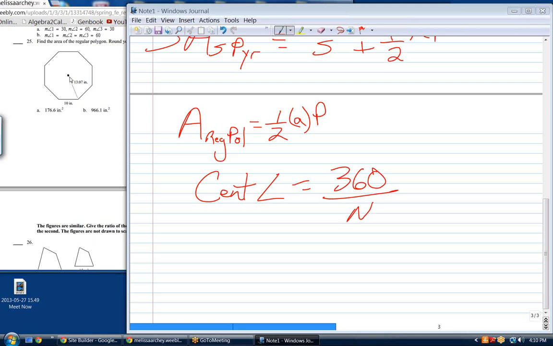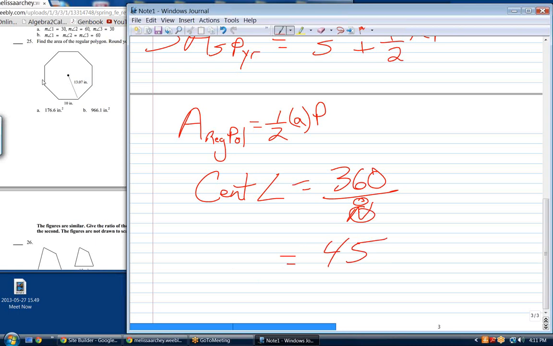Because notice what I can do with this octagon. I can break it up into 8 triangles by just connecting the center with each vertex. And then the central angle is that angle of one triangle. Since all the triangles have to add to 360, I'm going to take 360 and divide it by how many triangles there are. So it's always 360 divided by the number of sides you have, which in this case is 8. So that number is 45. So the central angle of an octagon is 45.